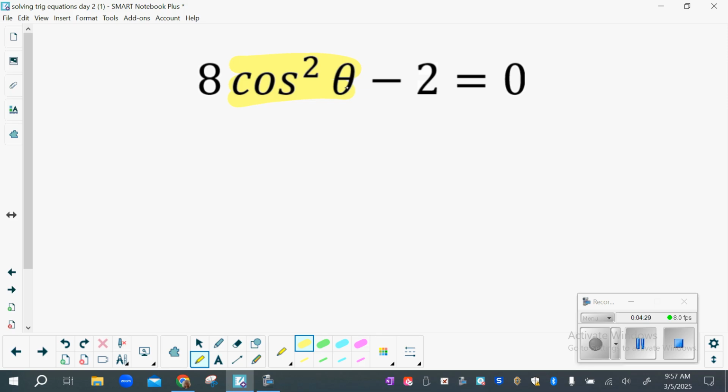Don't forget, you need your unit circle out unless you have it memorized, and I don't. So get those unit circles out right now too if you don't have yours memorized.